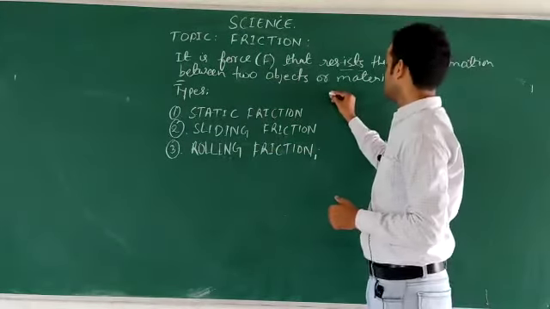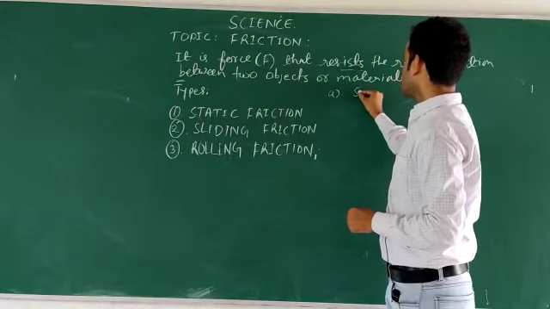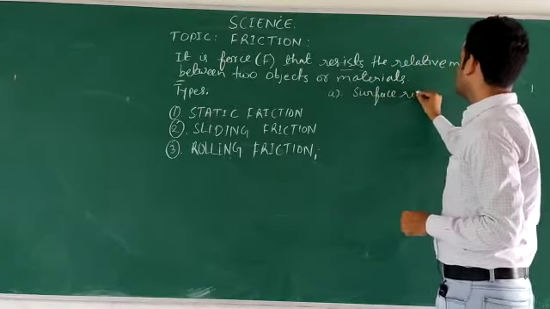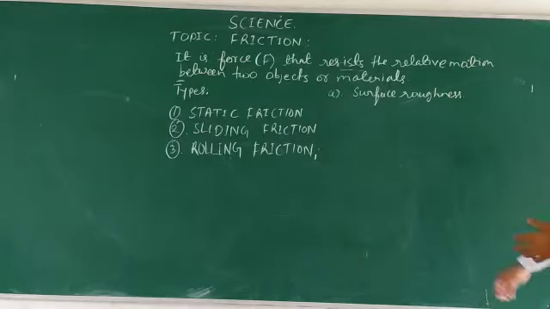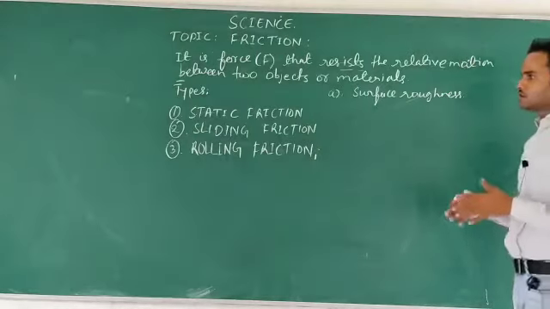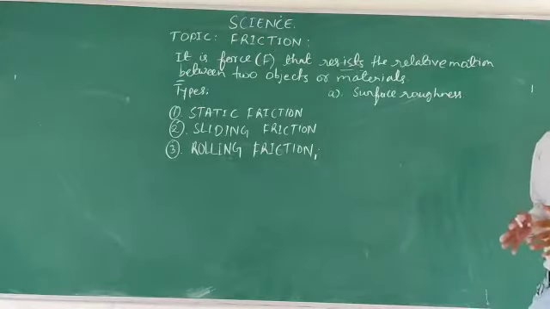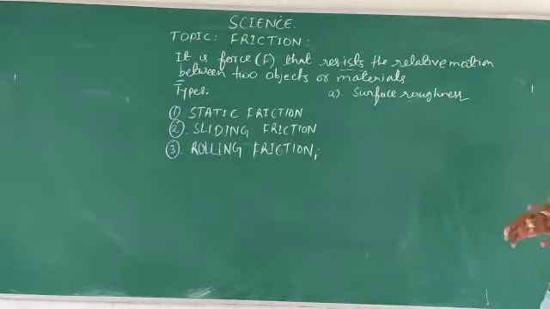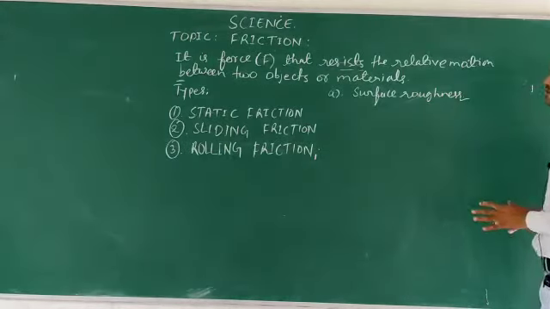So the first one is surface roughness. Even some objects look very smooth, but actually at the microscopic level they are not smooth. They have a little bit of roughness. So that means the reason is surface roughness. It is the major reason.